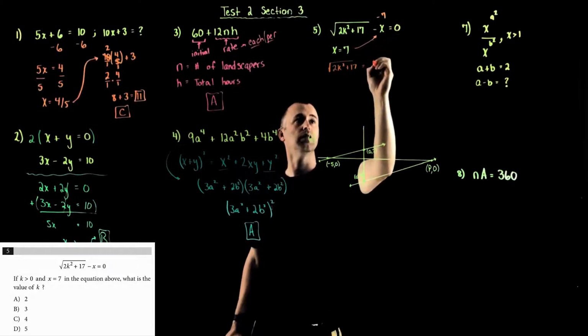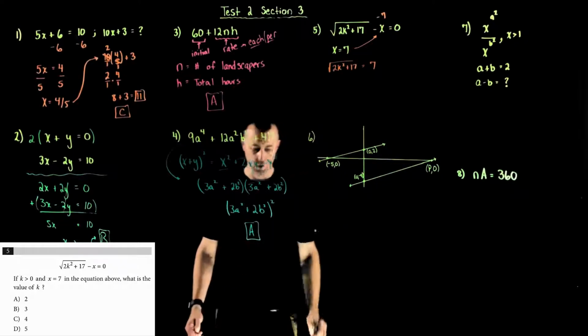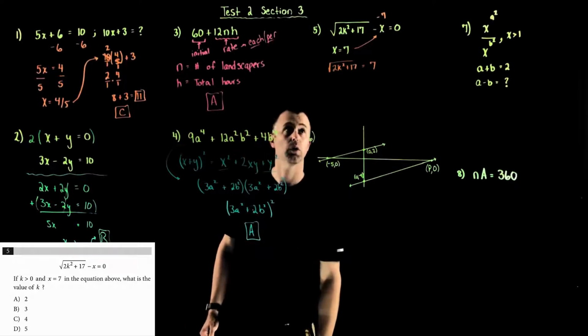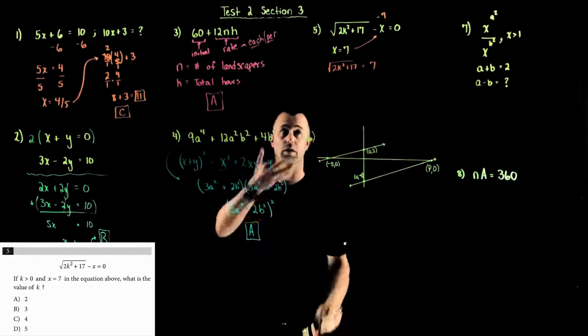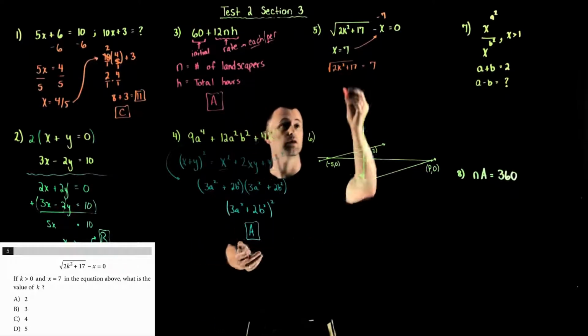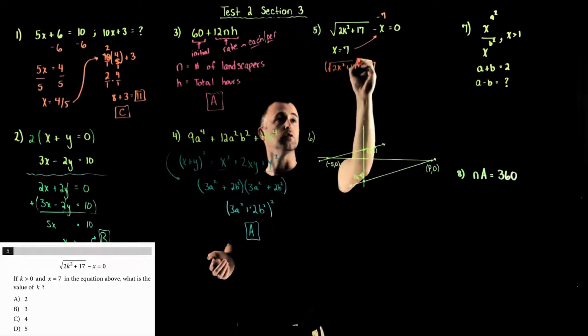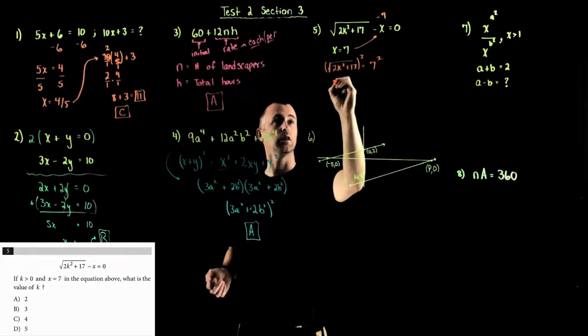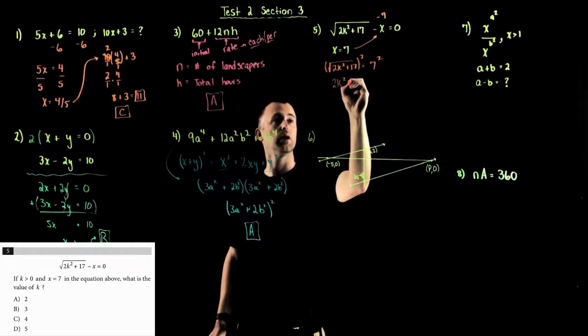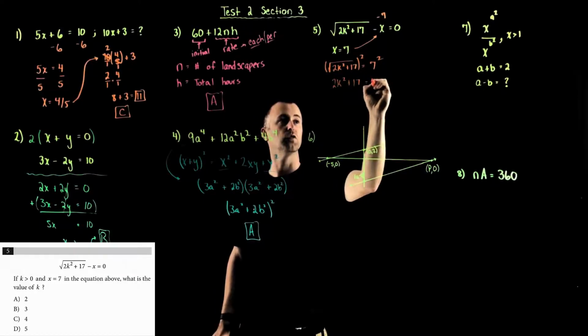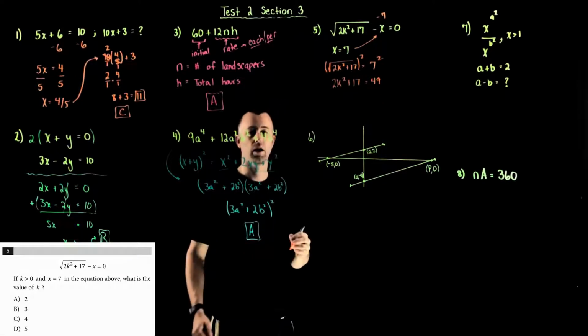So I'm going to move that to the other side and set this equal to 7. So now I'm just going to solve this. Now that I move this over, I'm going to solve for k. So I'm going to square both sides. So when you square this side and this side, you're going to get 2k squared plus 17 equals 49. And you now have a quadratic.